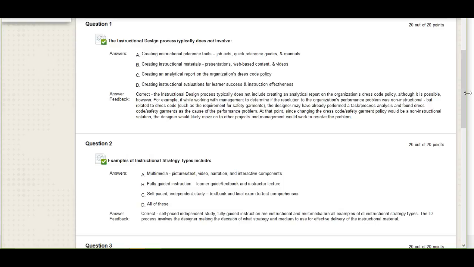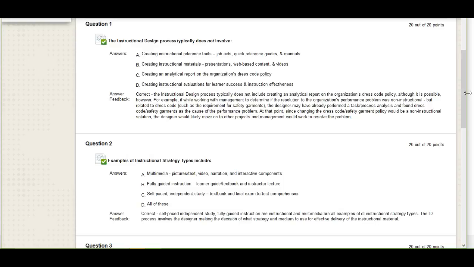is C. The instructional design process typically does not involve creating an analytical report on the organization's dress code policy, although it is possible. For example, while working with management to determine if the resolution to the organization's performance problem was non-instructional, through your task analysis as a designer, you discovered that the performance problem was related to the dress code, such as, for example, the requirement of wearing safety garments while on the job.